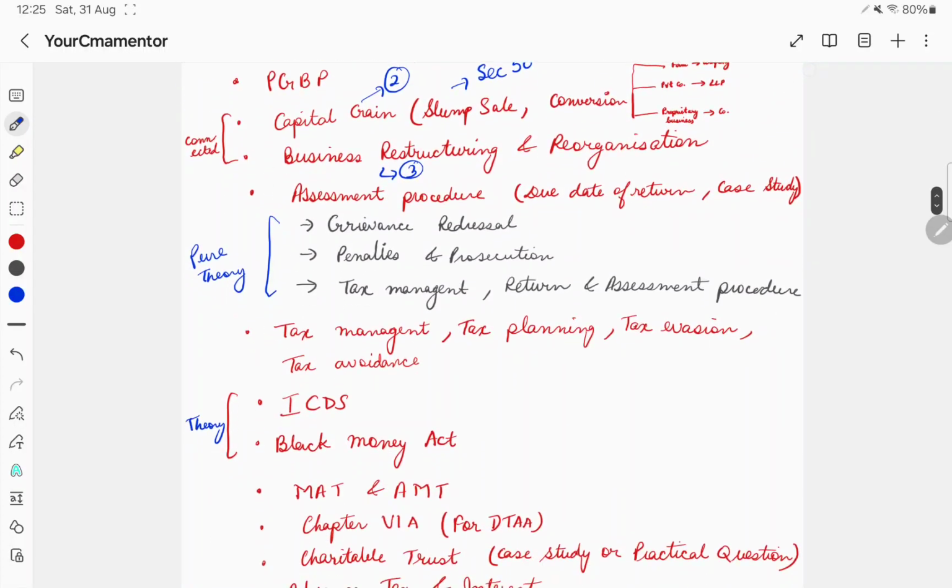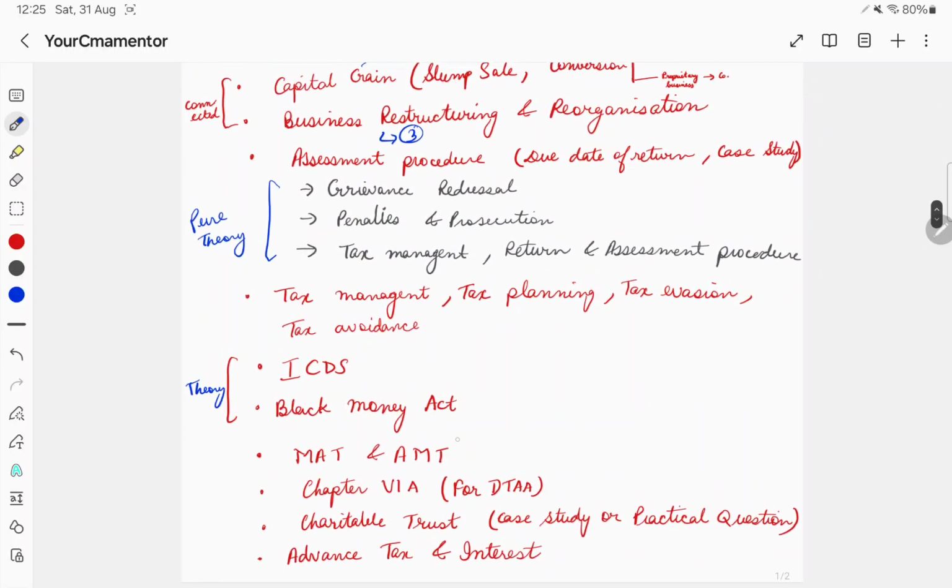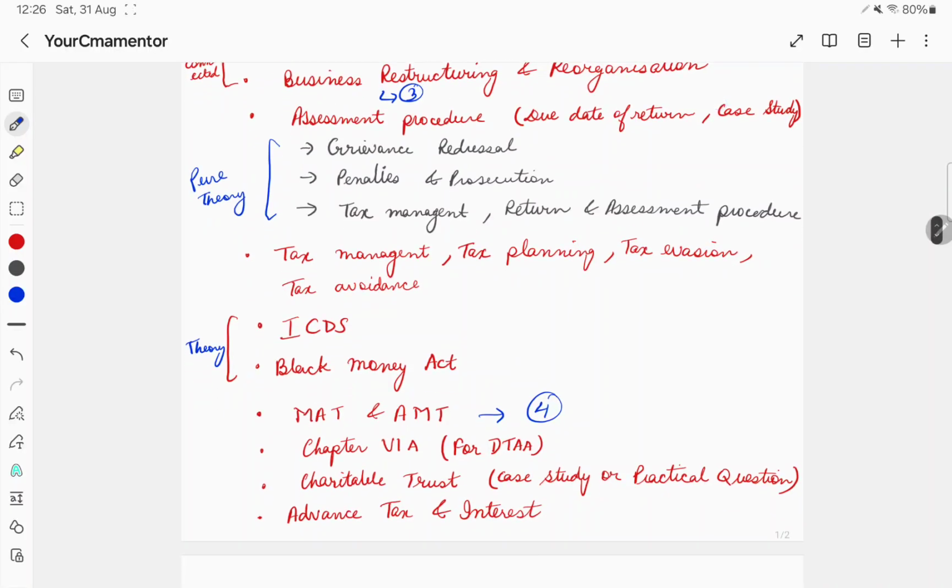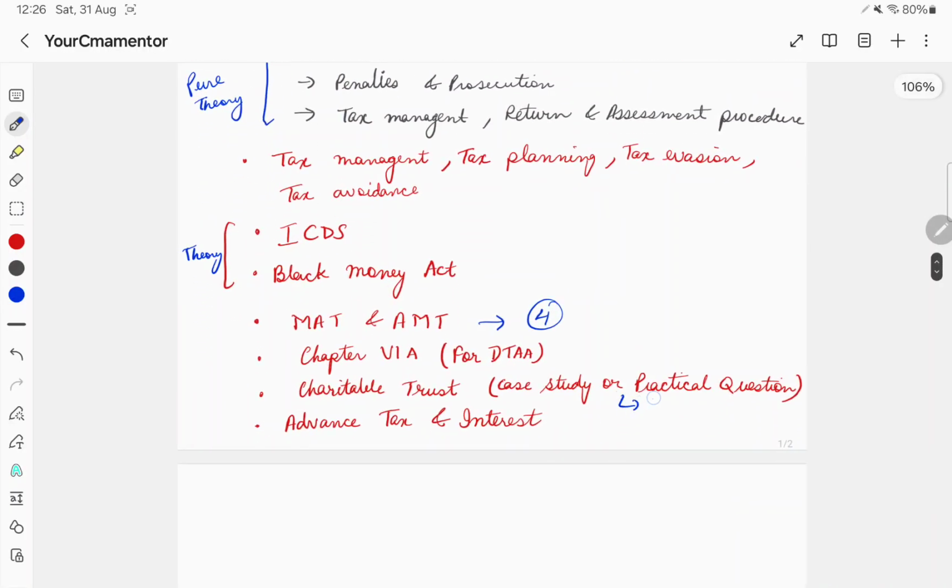Then what I would suggest is MAT and AMT. This is also an important chapter from the exam point of view. Maybe an independent question from either MAT or AMT may come in your exams. It is not an easy chapter, but if you understand the concept and learn the provisions, then it is an easygoing chapter on the second read. Then what I would suggest is go with charitable trust.